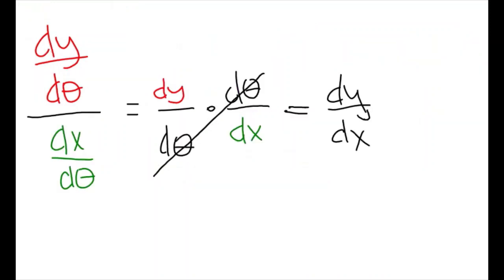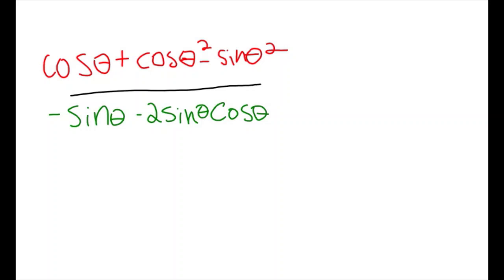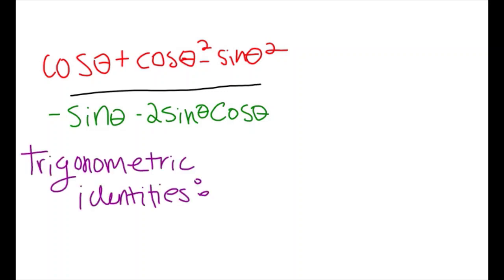Having both dy over d theta and dx over d theta, if we divide those two derivatives by each other, we get dy over dx. Therefore, we will divide cosine theta plus cosine theta squared minus sine theta squared over negative sine theta minus 2 sine theta times cosine theta.